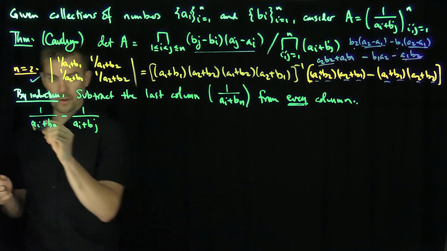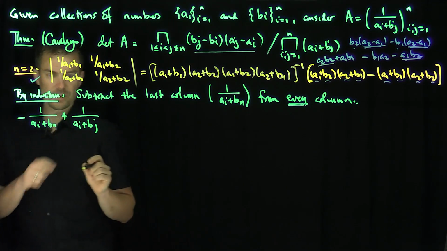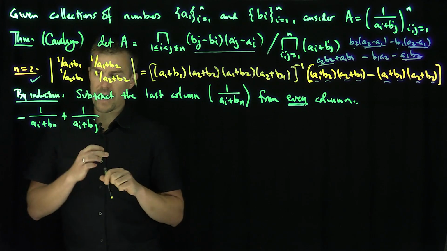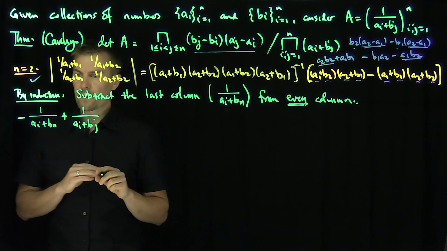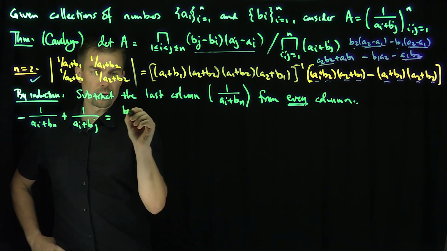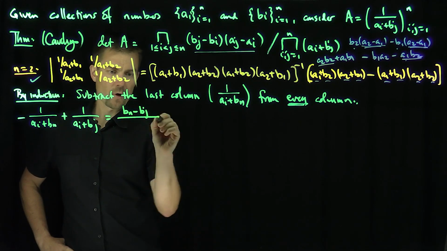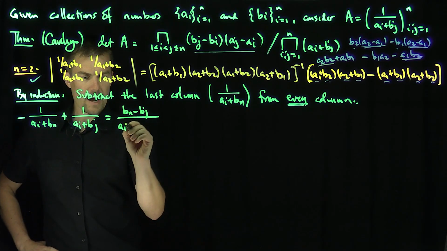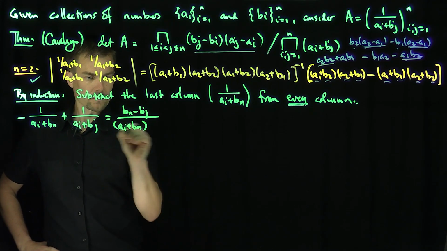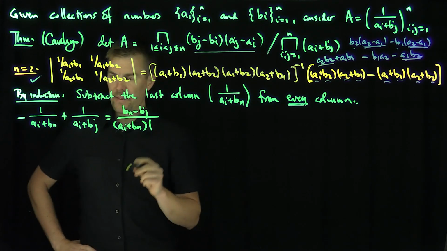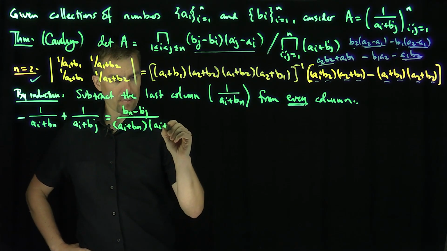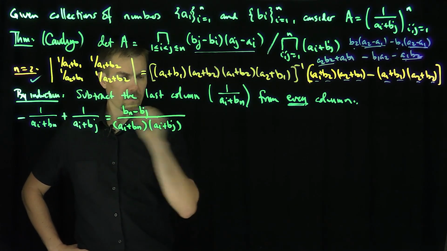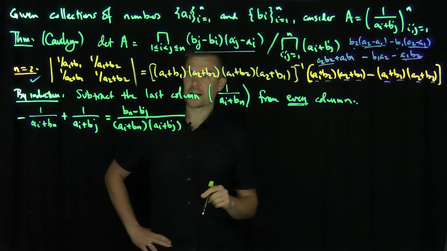I'll do it like this actually. So I want to do this with the plus. I'm subtracting the last column from any column over there. So what we're going to have over here is that this is exactly just going to be equal to b_n minus b_j over a_i plus b_n, and then a_i plus b_j. Okay? Remember, the j is the column.